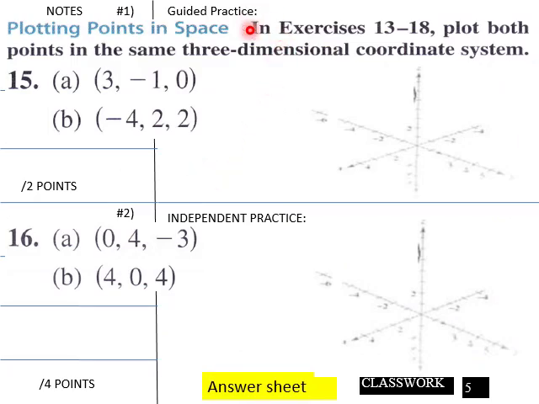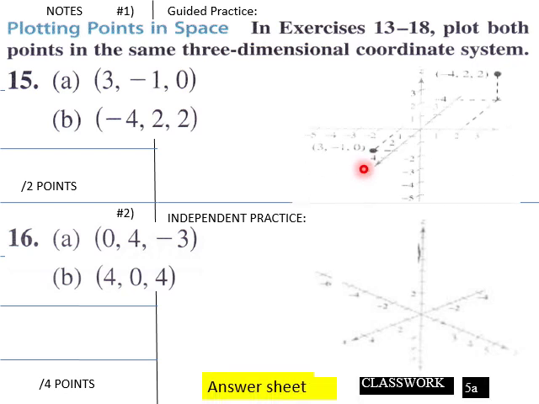Okay, then let's try one. Plot both points in the same three-dimensional coordinate system. So we have 3, -1, 0, then -4, 2, and 2. For this one here, students, I'm going to let you do that one. For this one, 3, -1, and then 0. So 3 would be out here. 3, -1, and then 0 would be out there somewhere. So here we are. 3, -1, 0 would be right there.